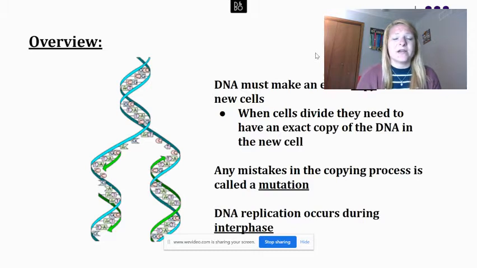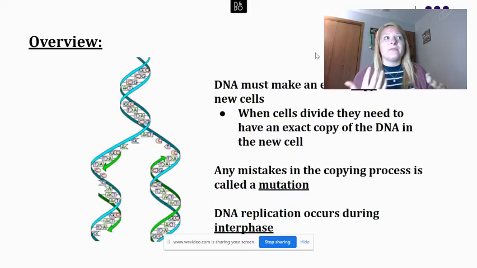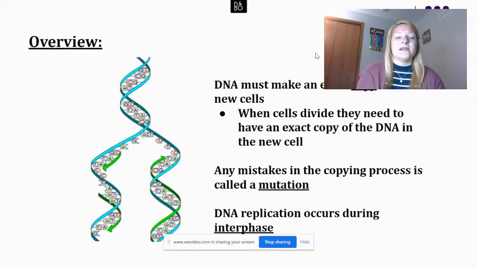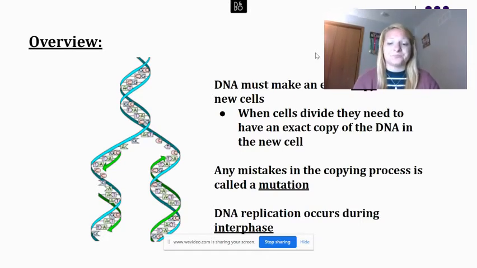Any mistake in the copying process is then called a mutation. From our videos, this can happen from external factors. It can happen just in our genes. And there are some things that we're going to learn in DNA, little proteins that go through and make sure that there aren't mutations, but they can still happen. And then DNA replication occurs during interphase, which is the growth part of the cell. So that's when the actual copying of the DNA occurs.